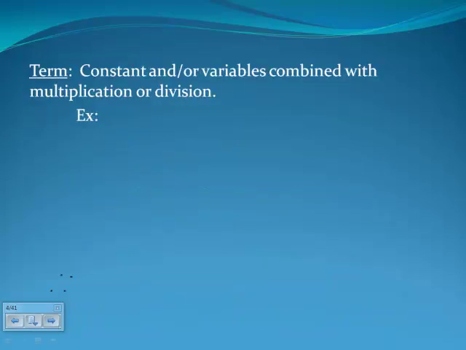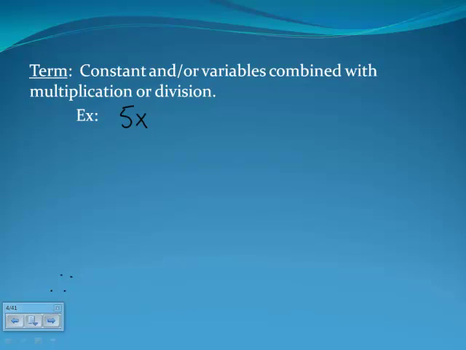So now we're going to talk about terms. Terms are constants and/or variables. Again, there doesn't have to be both, but often there is, combined with multiplication or division only, not addition or subtraction. If you have addition or subtraction, then you will have more than one term. Okay? So a single term might be something like, for example, 5x.